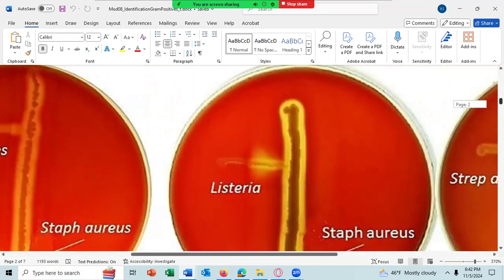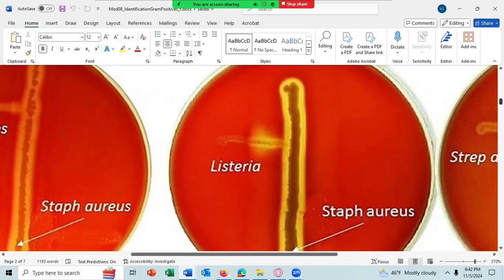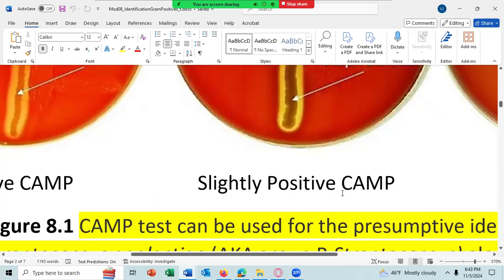The next we have is Listeria, which we've streaked here. And you can see the streak, it's dark right there, and has a very thin beta hemolysis right there, most visible right there. Near the Staphylococcus aureus, we have partial enhancement of the beta hemolysis, shown right there. So Listeria has a slightly positive CAMP reaction.